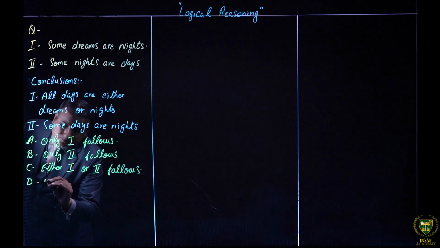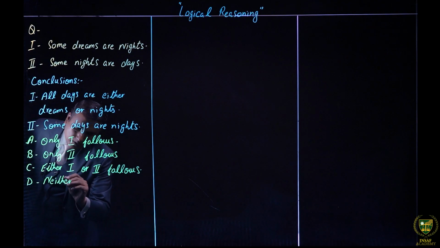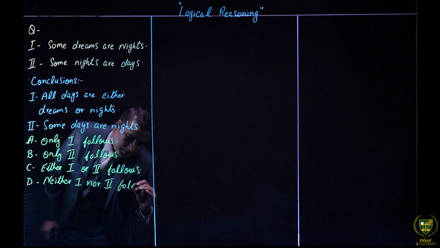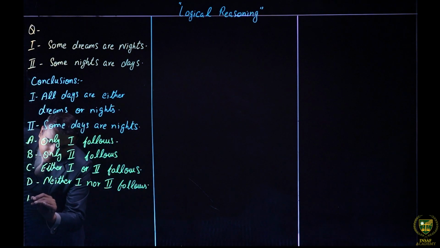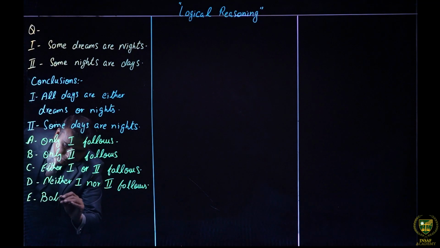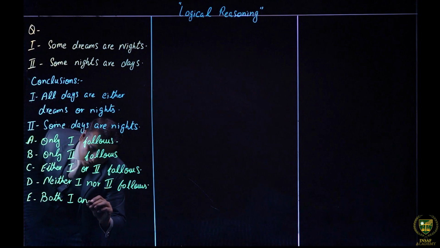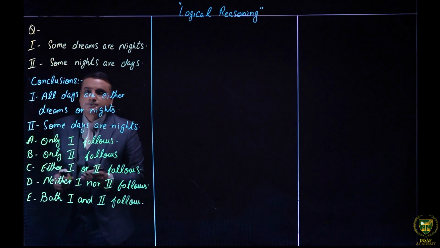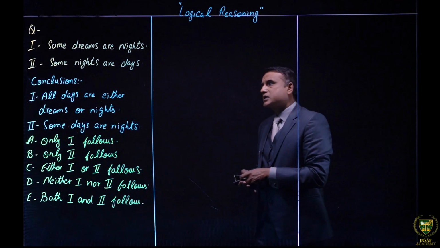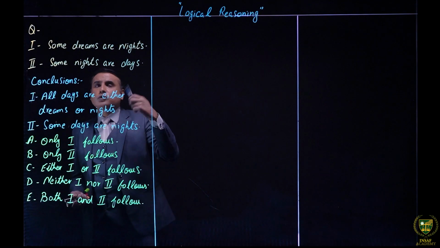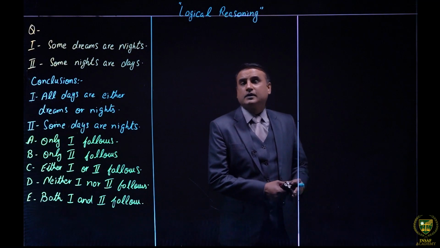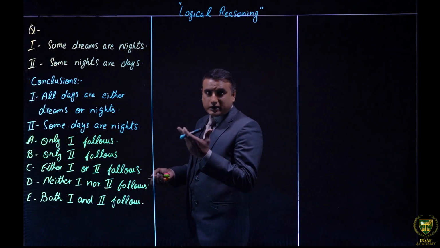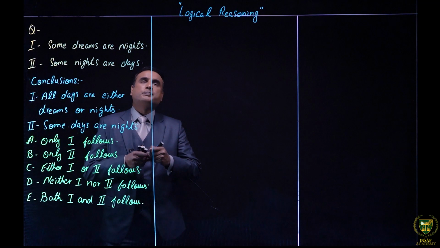Delta is neither one nor two follows. And Eta is both one and two follow. So now, first of all, let's draw the diagrams. Because in both these premises we have particular positive premises, there will be so many different diagrams.